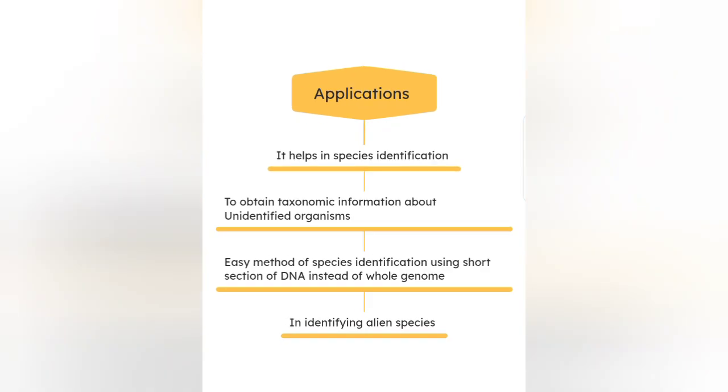Finally, let us see some applications of DNA barcoding. It helps in species identification, as we see. Next is to obtain taxonomic information. If you want to know about the taxonomic information about a particular species, its family, its genus, or any information related to this organism, then you have to use DNA barcoding. Next, it is an easy method of identifying organisms. Why is it easy? Because it uses a small section of the DNA instead of the whole genome.